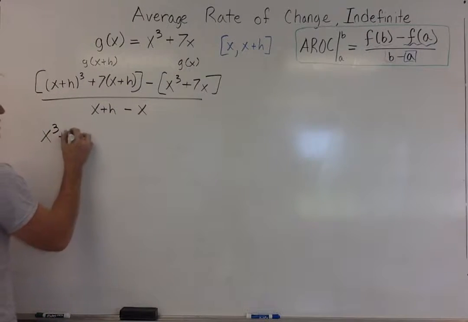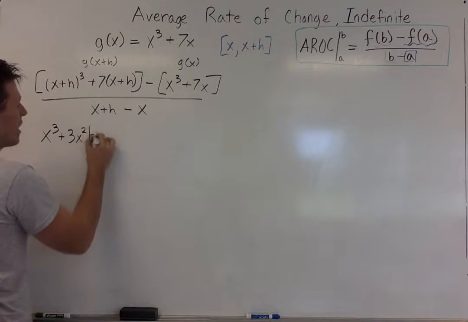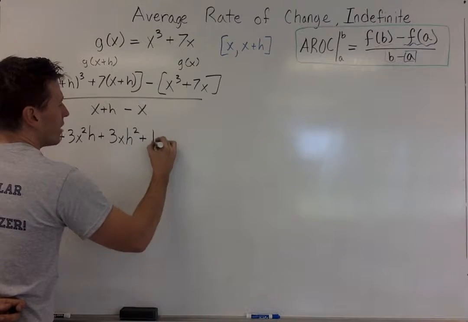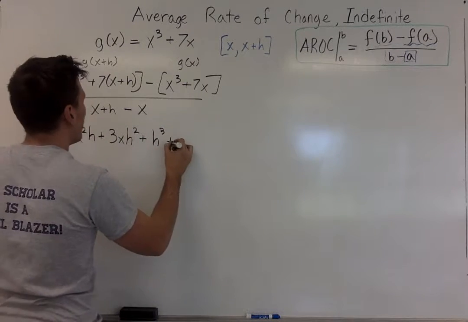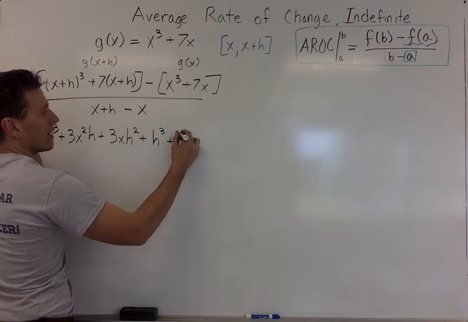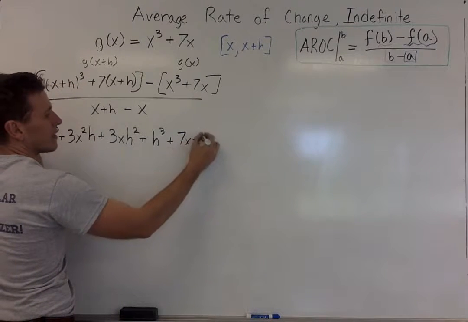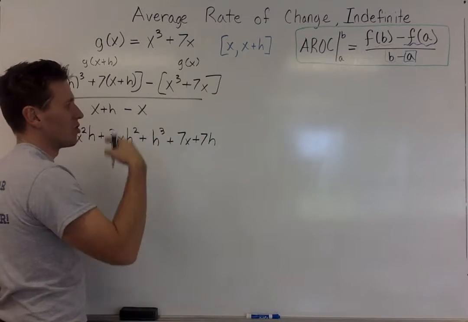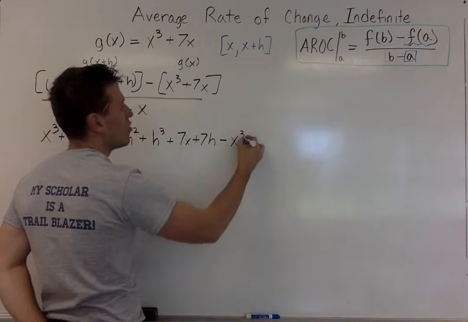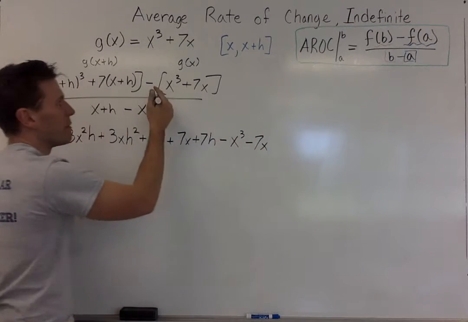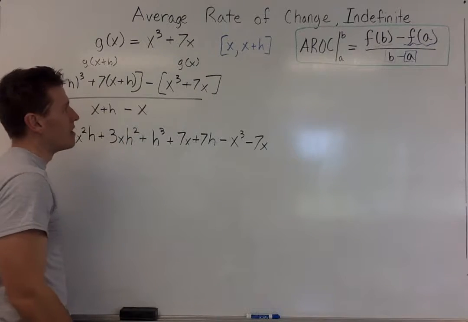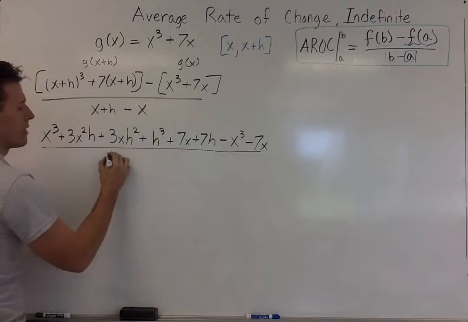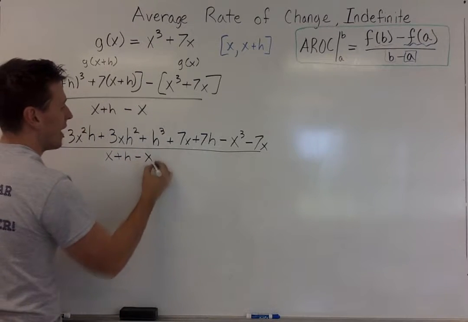It's x cubed plus 3x squared h plus 3x h squared plus h cubed plus, distribute that 7, I get 7x plus 7h, and then minus x cubed plus 7x is just the same as minus x cubed minus 7x. I'm essentially distributing the imaginary negative 1 that's out in front of that, all over x plus h minus x.